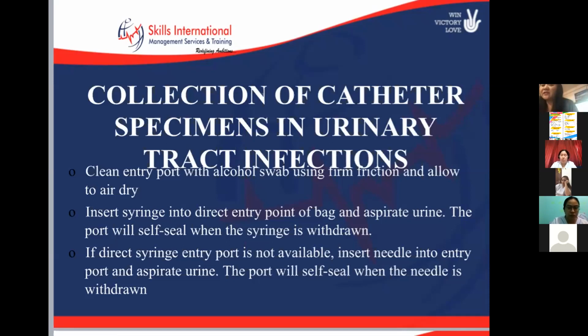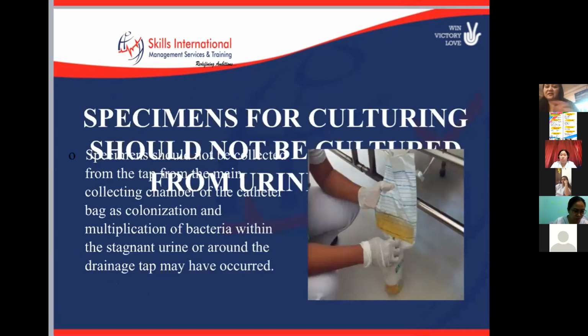The port is self-sealed once the syringe is withdrawn. So it should be sealed, and then you withdraw urine from the bag. If the syringe entry port is not available, you insert the needle into the entry port and aspirate the urine. The port is self-sealed when the needle is withdrawn. It should be closed when you aspirate urine. It's like this.